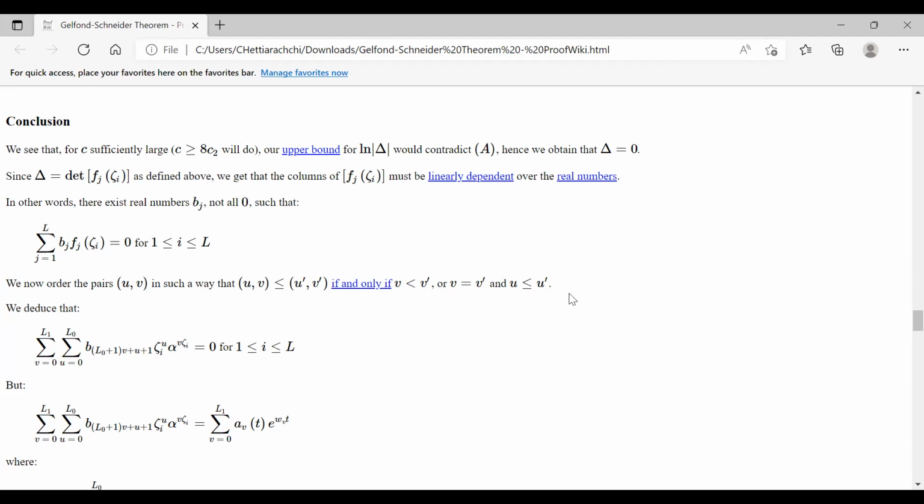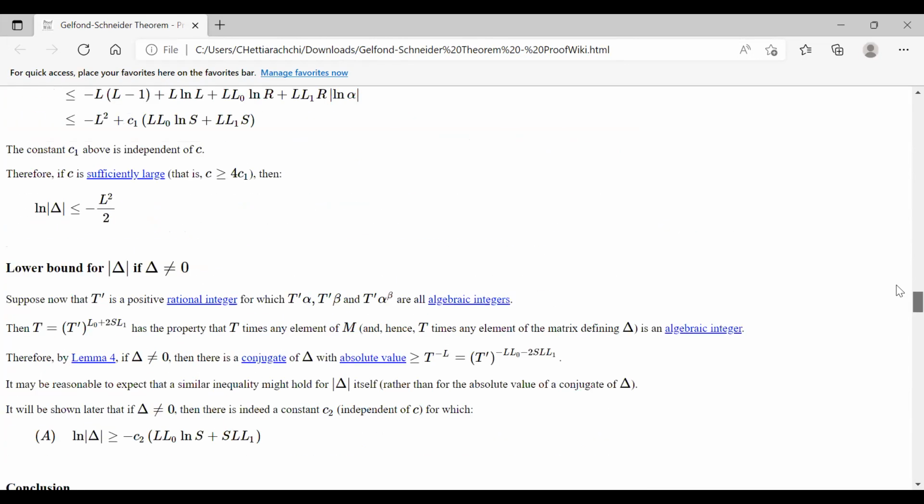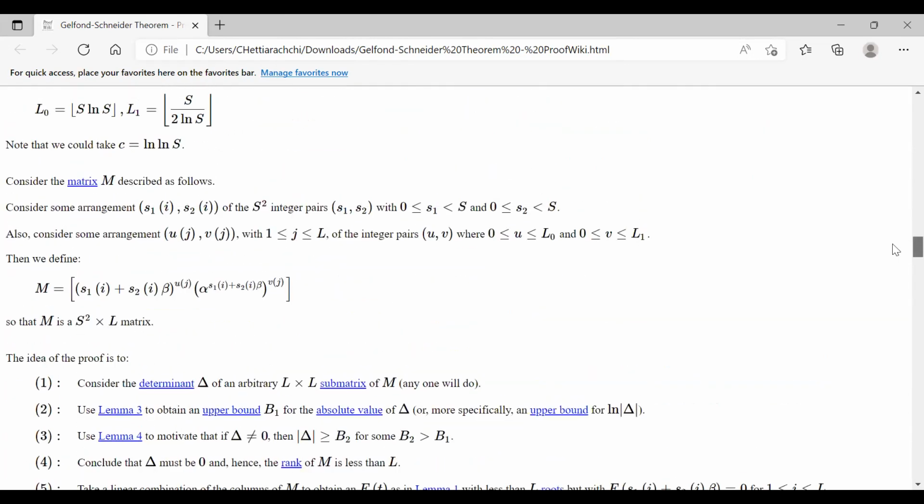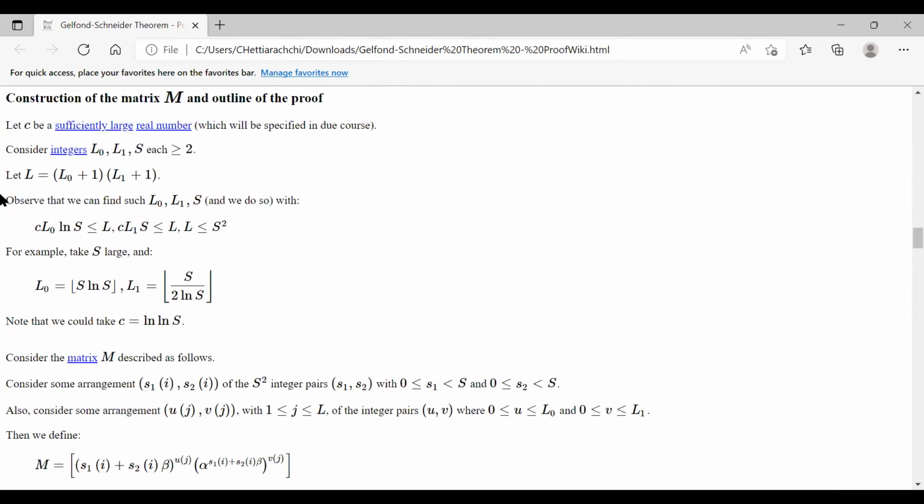Okay. Now what we can do is write this as a double summation. Remember, we have L here, j goes from 1 to L. Remember, L was defined as L0 plus 1 times L plus 1 right here. This is how we defined L way back. Right here, this is your L.